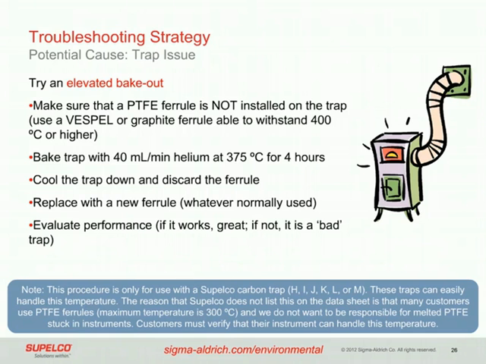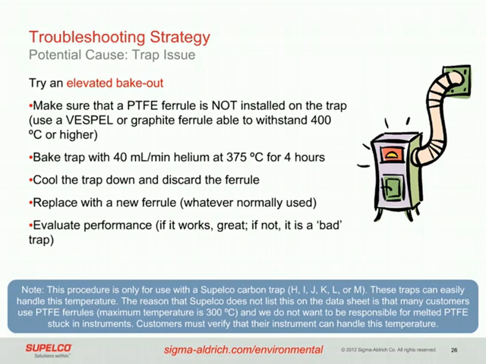After 4 hours, we're going to let everything cool down. We're going to discard that ferrule that we put on there, because at that temperature it's going to be pretty well masked, and we're going to replace it with a new ferrule, whatever we normally use, and then we're going to evaluate its performance. And a lot of times that will bring a trap back to life if it was a bad trap. What that does is that extreme temperature will help get things out of the pores that are stuck, any of the heavy analytes that are where they should not be, and it will allow you to recover that trap.